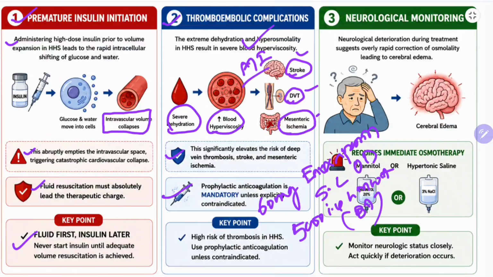You can give IV or subcutaneously. So most commonly this is only used. Okay, so the key point is high risk of thrombosis in HHS, use prophylactic anticoagulation unless contraindicated.